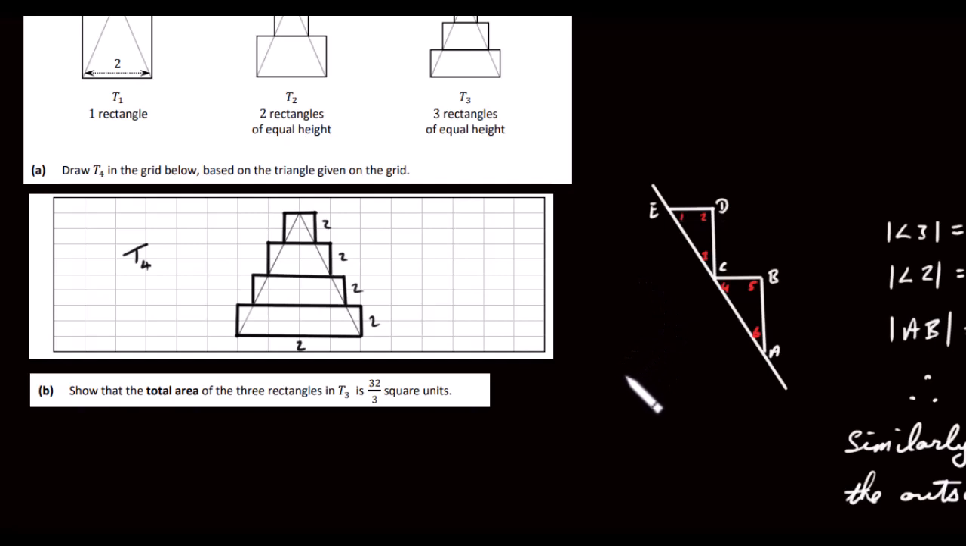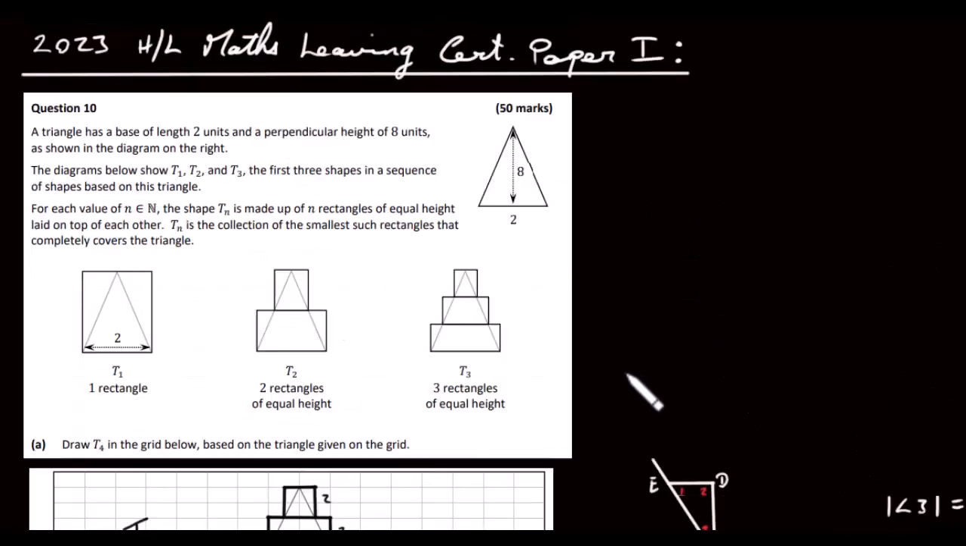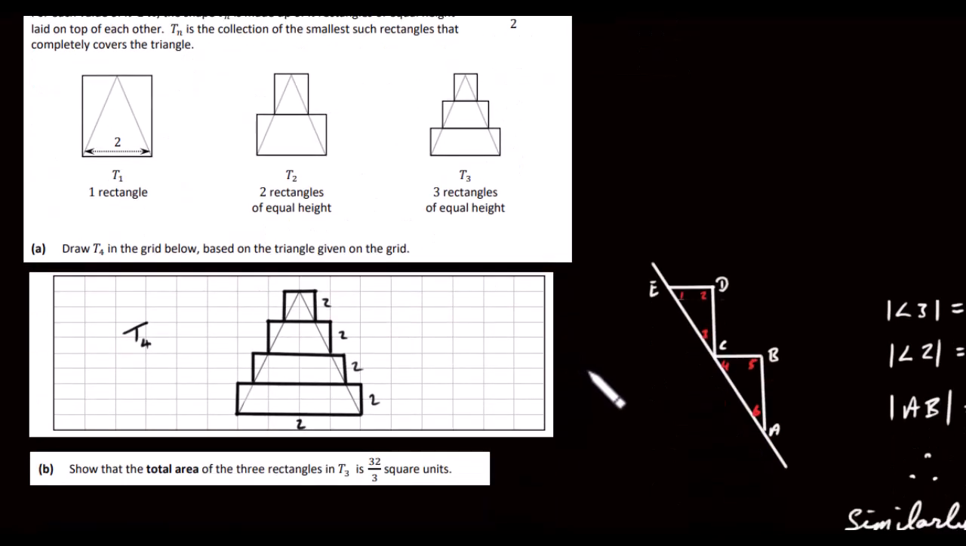Now this second part says show that the total area of the 3 rectangles in T3 is 32 over 3 square units. Now I think there are a number of different ways of doing this. I'm going to do 2 ways. So we're looking at this one here. We've got to find the total area of the 3 rectangles in T3. We've got to show that the total area of the 3 rectangles is 32 over 3 square units.